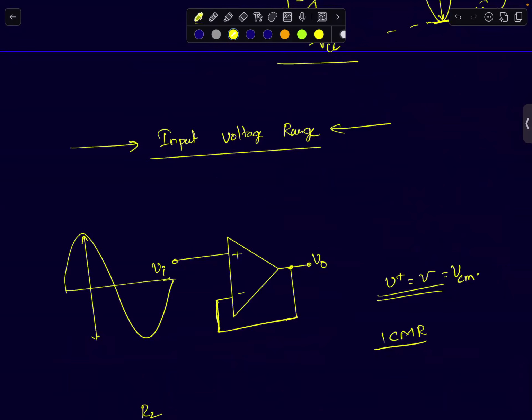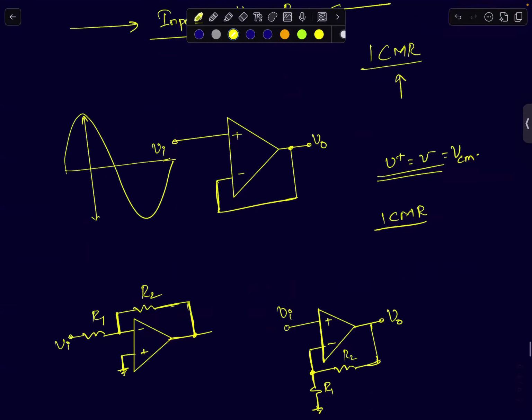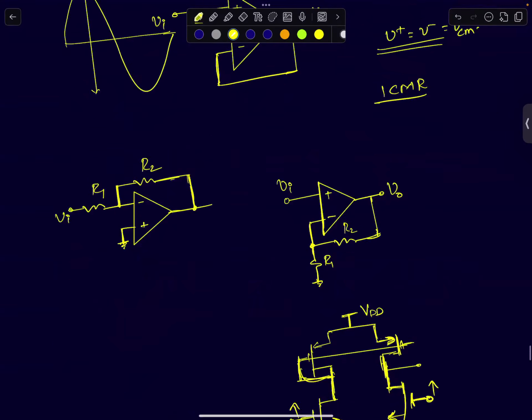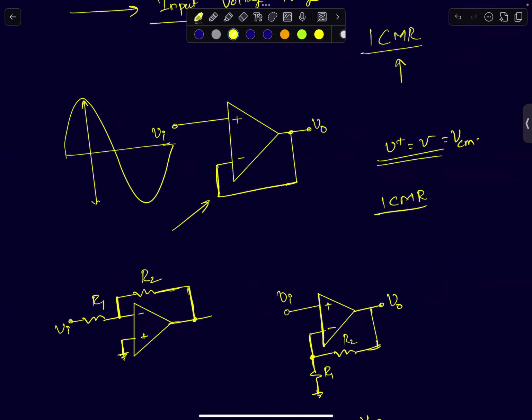You will see this input voltage range also in the data sheet. For circuit designers, we call it input common mode range. We will call it ICMR. So to understand this input voltage range, let's take a simple circuit. We have to understand it using a buffer or a voltage follower.